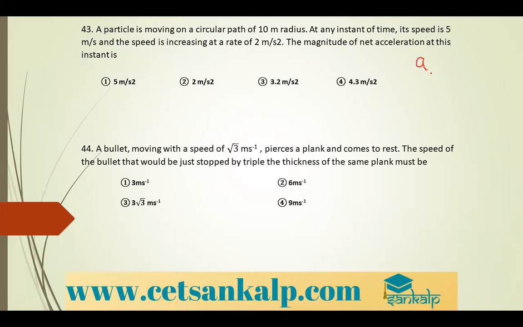So the net acceleration has two components, one centripetal, that is radial, and another tangential. Actually radial is given as v square divided by r. And the tangential is already given as 2 meter per second square. So v is given as 5, so 5 into 5 divided by 10.